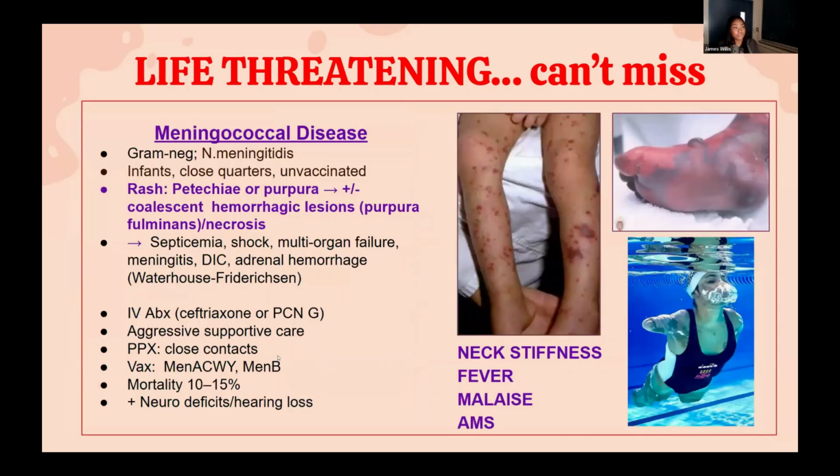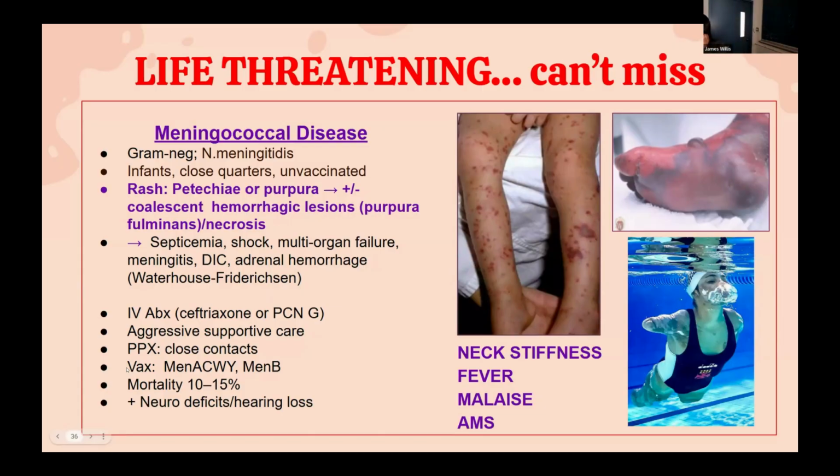Meningococcal disease from gram-negative, you have the rash, which starts off petechiae and purpura and can progress rapidly to coalescent hemorrhagic lesions and sometimes even necrosis. And all of this can happen: meningitis, shock, multi-organ failure, DIC, and then Waterhouse-Friderichsen, which is your adrenal hemorrhage. Here you have IV antibiotics, ceftriaxone or penicillin, aggressive supportive care, and then prophylaxis for your close contacts.